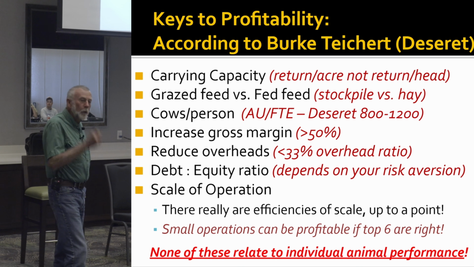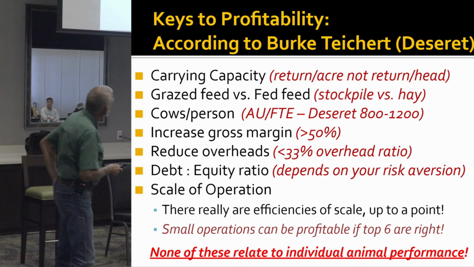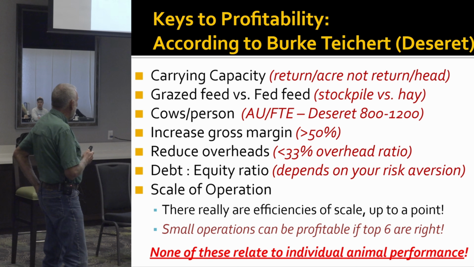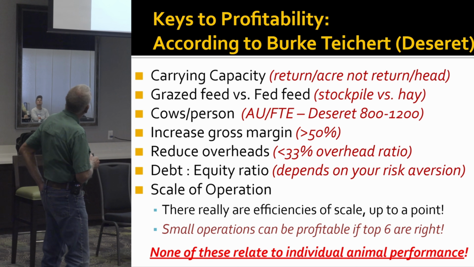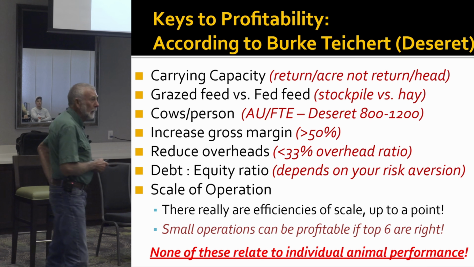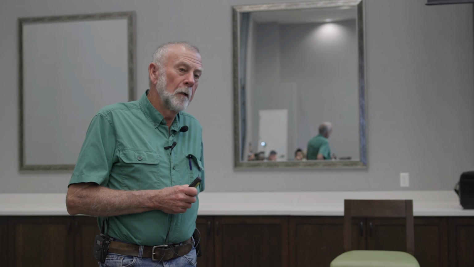But we were looking at the wrong aspect. So he talks about increasing carrying capacity cost effectively. Grazed feed versus fed feed, so stockpile versus hay. And the benchmark in Deseret is no more than 15% of the days of the year can you afford to feed hay. Well, that's about 55 days.